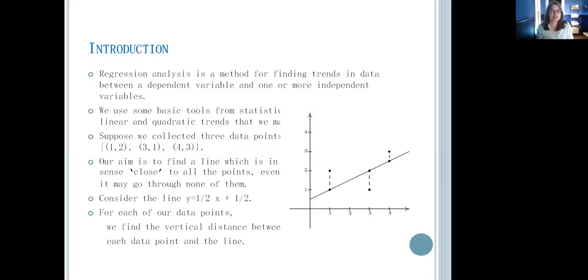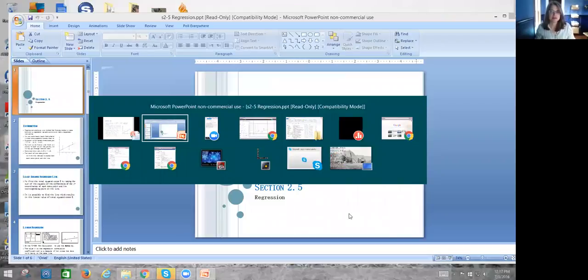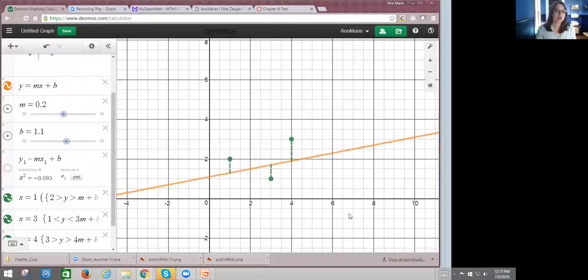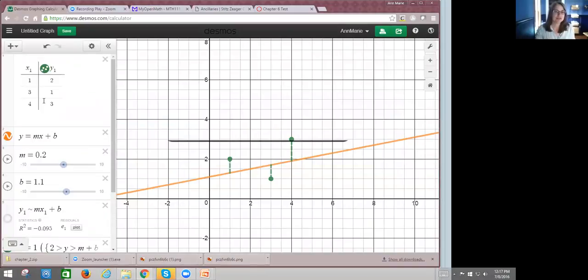All right, so in order to explain this, let's work with a sample data set. We're going to have 3 points: (1, 2), (3, 1), and (4, 3). We somehow found these points, and we're trying to find the curve that is somehow close to these data points. So I'm going to go to Desmos. I've built this already, but I'm going to show you how to do it in a minute. What I've got are my 3 points, the green dots on my graph.